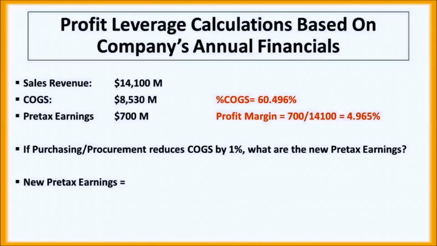So now we're using the same base numbers for the company annual financials, and we're asked if purchasing or procurement reduces the cost of goods sold by only 1%. What are the new pre-tax earnings?